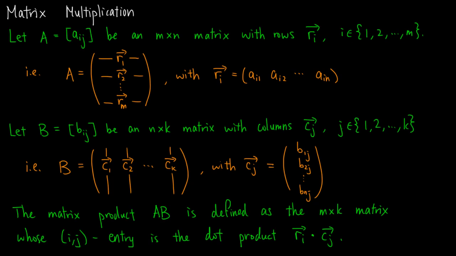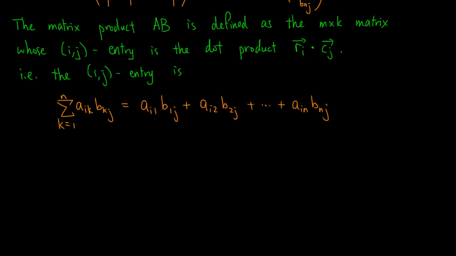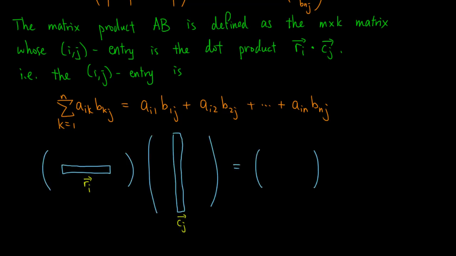We define the matrix product AB as the m by k matrix whose ij entry is the dot product Ri dot cj. In other words, the ij entry of AB equals the sum of aik times bkj, where the sum is from k equals 1 up to n. We can write this out as ai1 times b1j plus ai2 times b2j plus all the way to ain times bnj. We can understand what is going on using the following diagram.